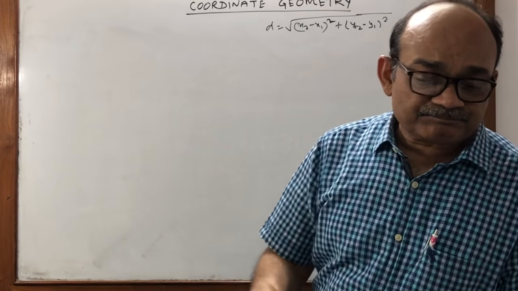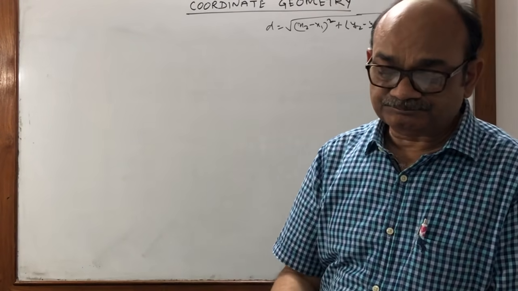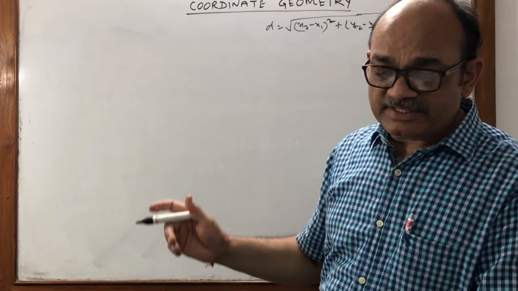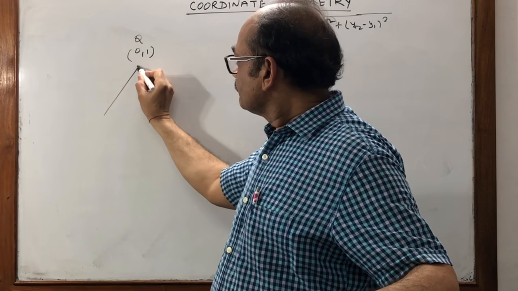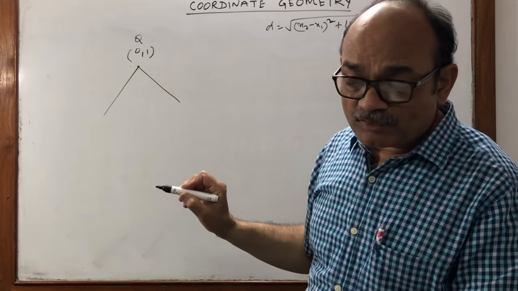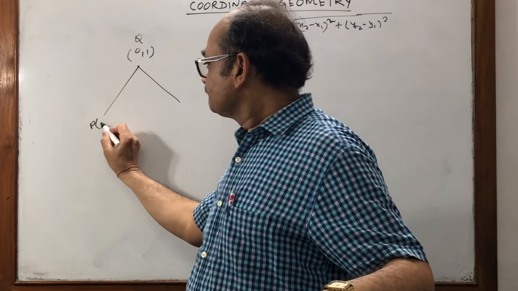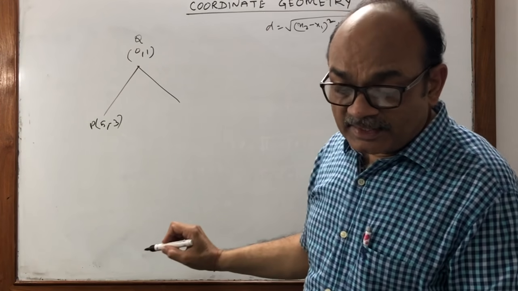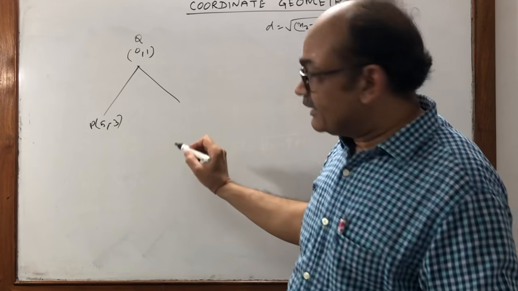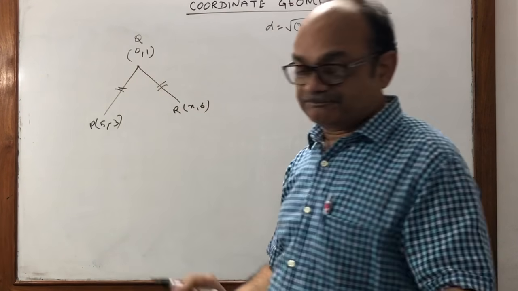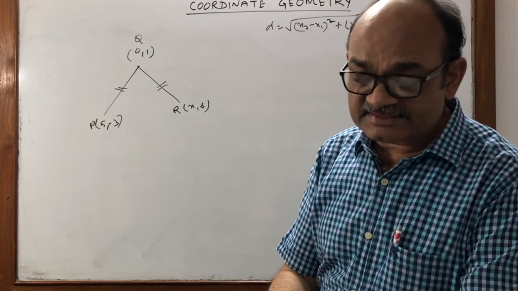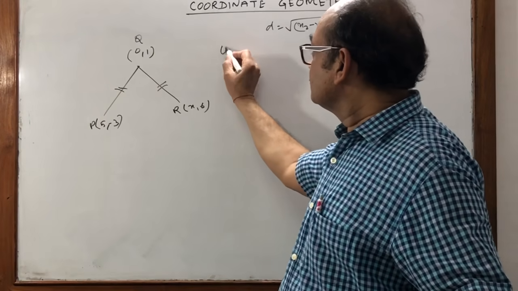Question number 9. Q is (0, 1), equidistant from P (5, -3) and R (x, 6). These two distances are the same. Find the value of x and also QR and PR.